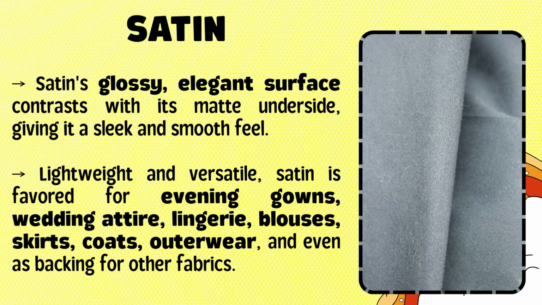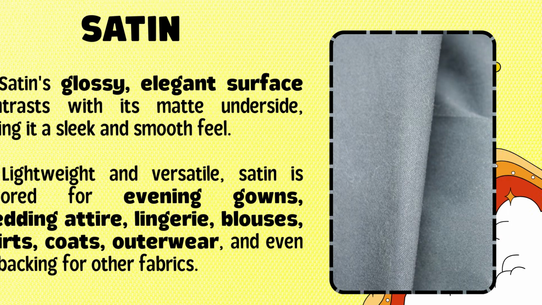Lightweight and versatile, satin is favored for evening gowns, wedding attire, lingerie, blouses, skirts, coats, outerwear, and even as backing for other fabrics. This fabric feels very smooth and looks shiny on the surface, making it perfect for elegant and formal clothing. It gives garments a rich and polished appearance. Satin drapes beautifully, making the wearer look more graceful and stylish during special occasions.